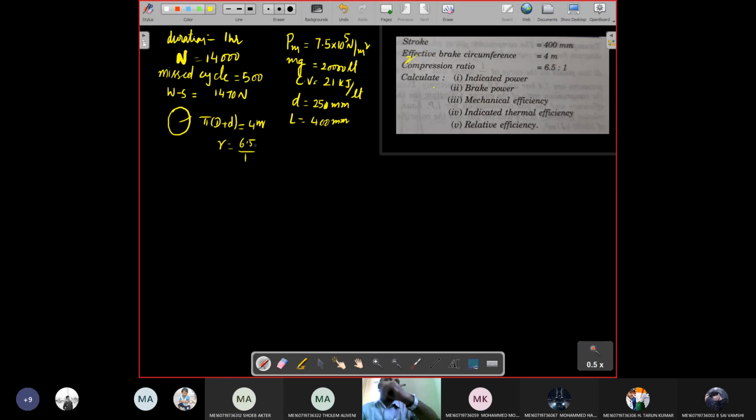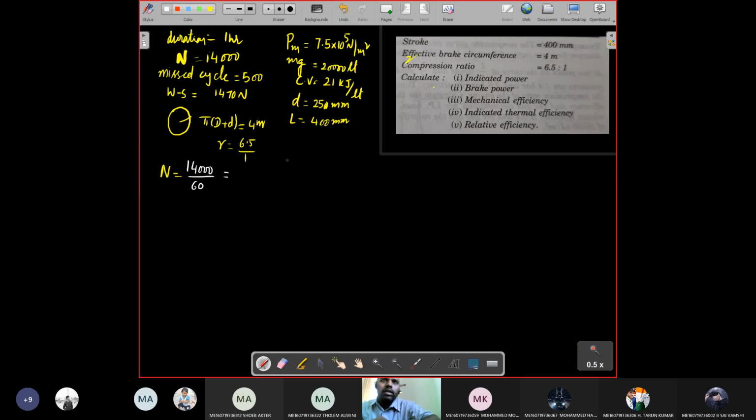Now, what is the N value? This is per hour. Now tell me N in RPM. N is equal to 14,000, and since I want per minute, divide by 60. You will get the N value in terms of RPM. I don't want the value, I will explain the procedure.